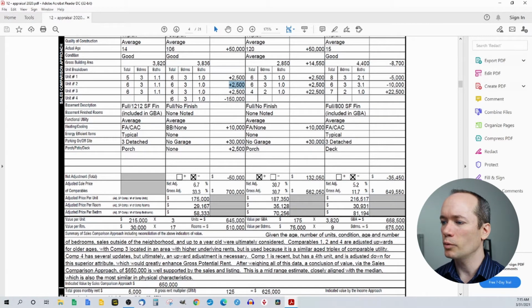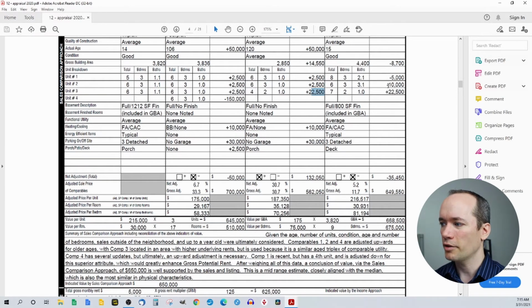And this comp was used even though it's a 4-plex. So in this case, the appraiser makes an adjustment of $150,000 for that 1 unit. So that's really an interesting piece of information there. Then we look at comp number 2. It has 2 bedrooms, 1 bath in this unit. So we get the $2,500 adjustment for the half bath and then a $20,000 adjustment for 1 bedroom. And that is a huge difference from the 2015 appraiser, where he was adjusting at $4,000 for a bedroom. So a big difference of opinion there.